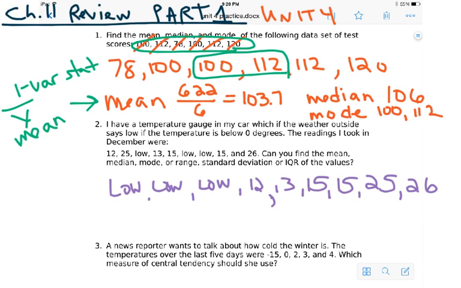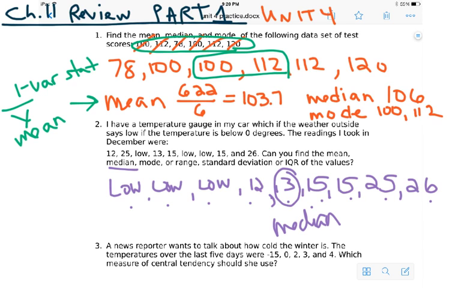Okay, so what kinds of information can I find from this list? Well, I do know how many readings I took. I clearly took 1, 2, 3, 4, 5, 6, 7, 8, 9 readings. So if I took 9 readings, I can find the median. The median's the number in the middle.